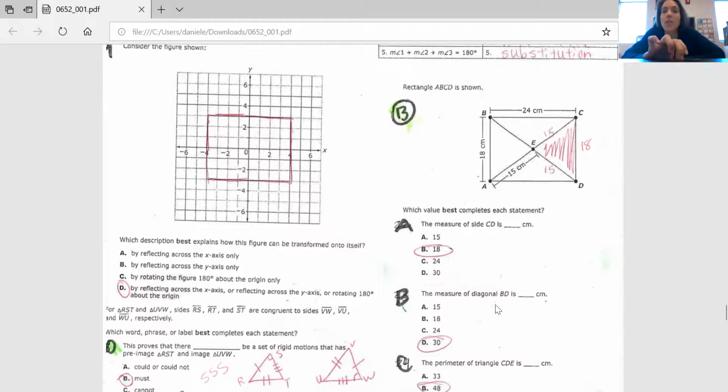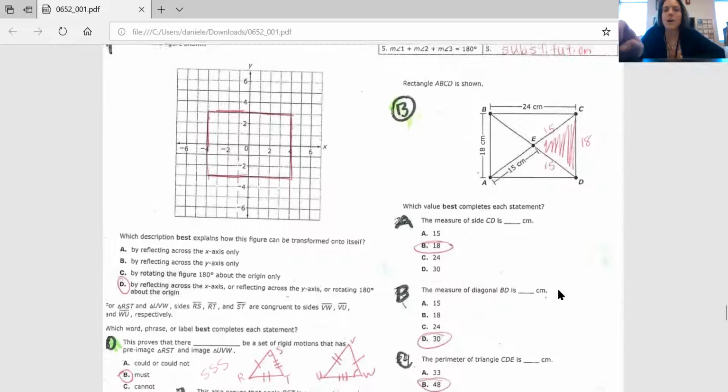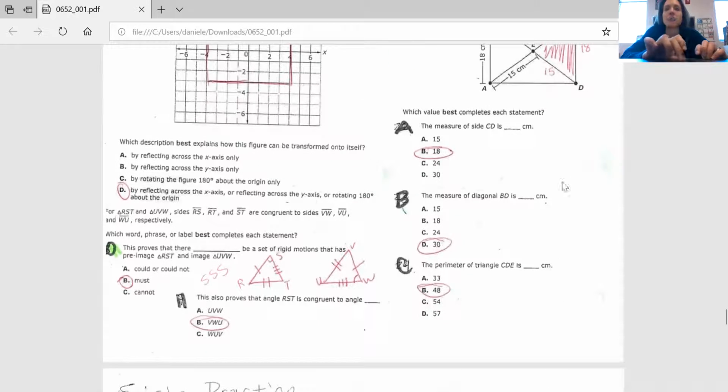I get 18. The measure of diagonal BD, this piece right here, would be 15 and 15 or 30. And there's that perimeter word again. If I want the perimeter of CDE, I'm adding up these 3 sides of this little triangle I colored, and you get 48. So hopefully that helps you with geometry.